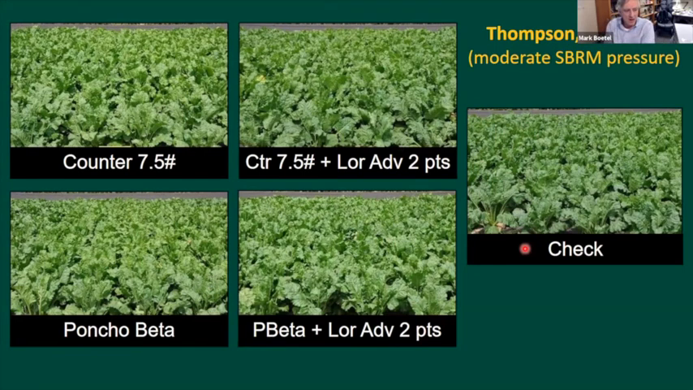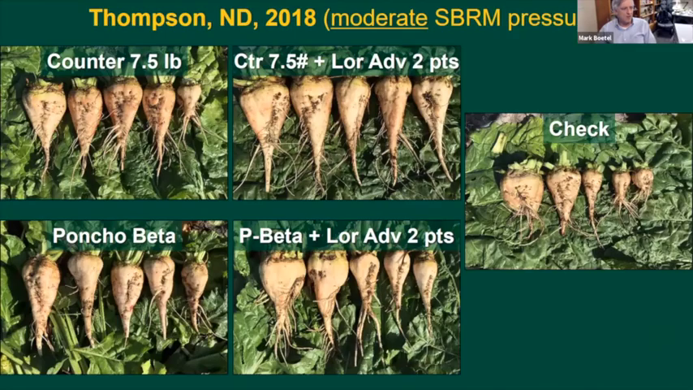I will wrap the root maggot stuff up with a point I want to make. I mentioned earlier the differences in canopy, or lack thereof, in symptomology regarding root maggot feeding injury. This is what our plots looked like in a moderate infestation at Thompson, North Dakota, a couple of years ago. I think Tim Myron is in the audience, and we have him to thank for letting us do our work on that land. This is what the roots ended up looking like. The Counter alone was significantly impacted, as was the Poncho Beta alone. They don't necessarily look all that beaten up. It was a little dry on top, and so a lot of the feeding was near the tips. The untreated check got beaten up actually quite badly.